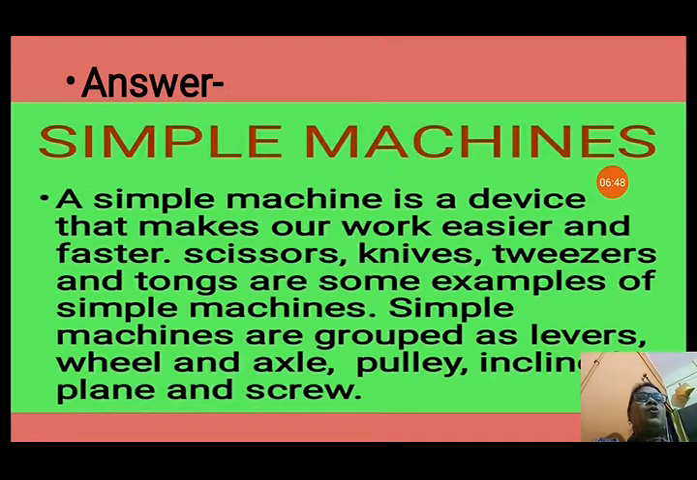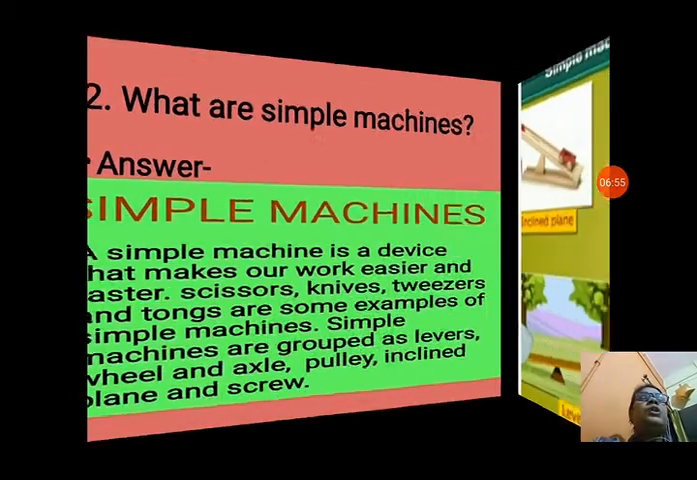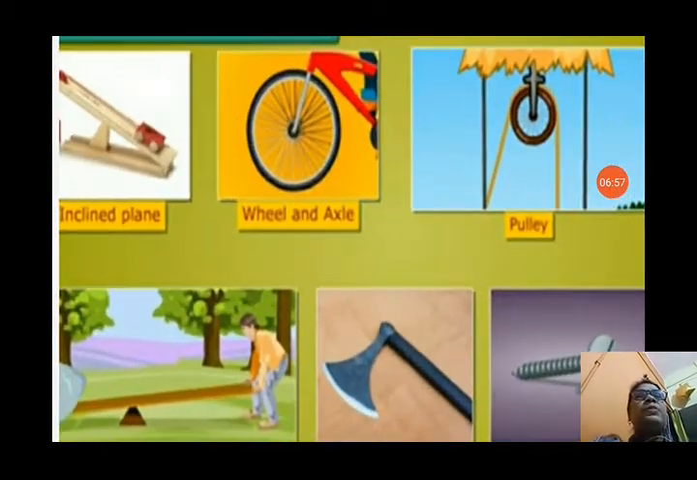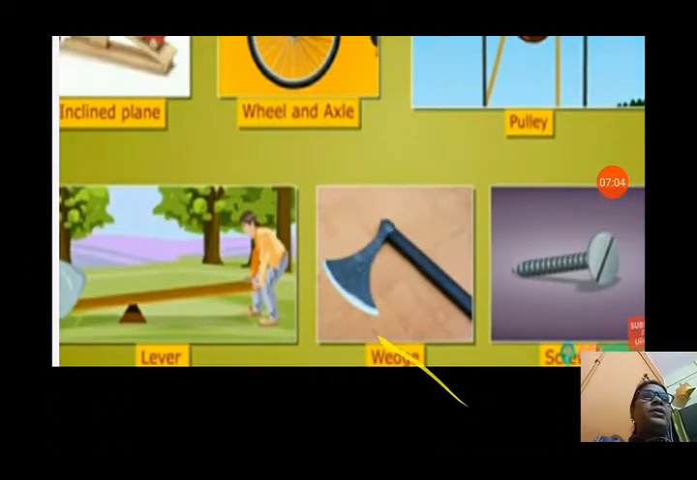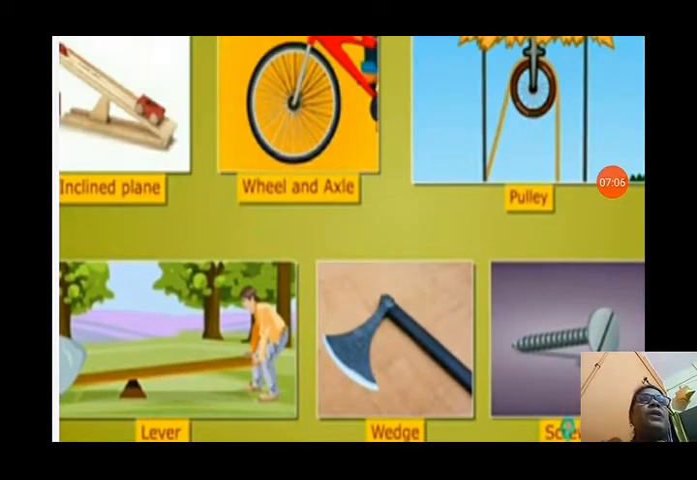Simple machines are grouped as levers, wheel and axle, pulley, inclined plane, screw and wedge. Now next we will see different types of simple machines. The pictures show inclined plane, wheel and axle, pulley, lever, wedge and screw. These are the simple machines that make our work easy.